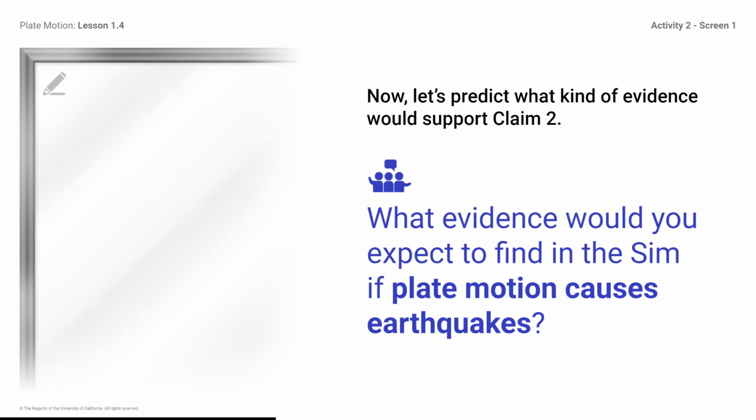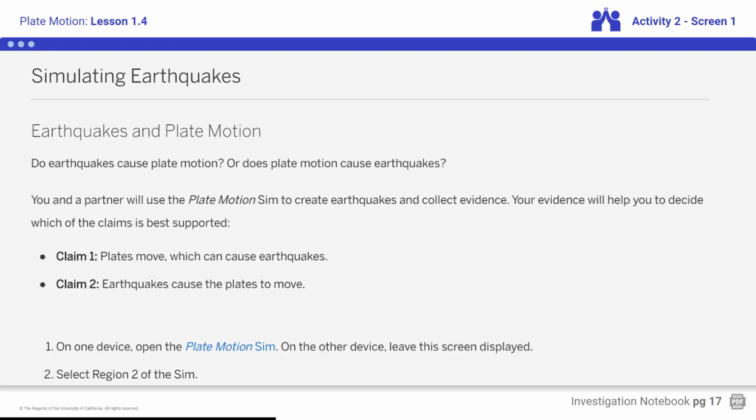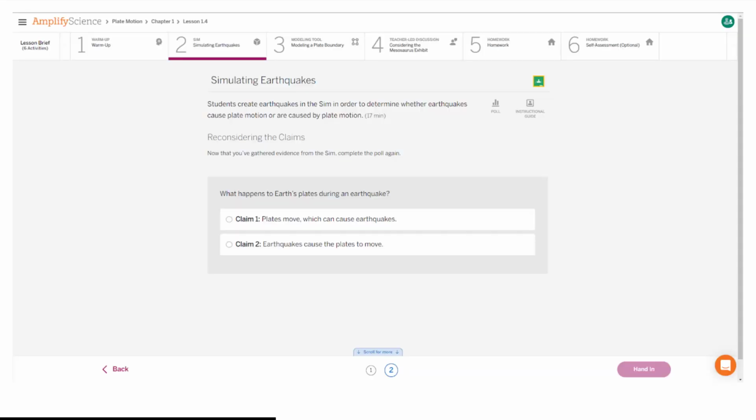The sim evidence that would support Claim 2 includes, if Claim 2 is accurate, we would expect to see short, quick movements of the plates following every earthquake in the sim. The plates will not move if an earthquake does not occur. Students, complete the sim mission. If you have a digital partner, you can work in pairs. Here's what your student screen looks like for this part of the lesson.